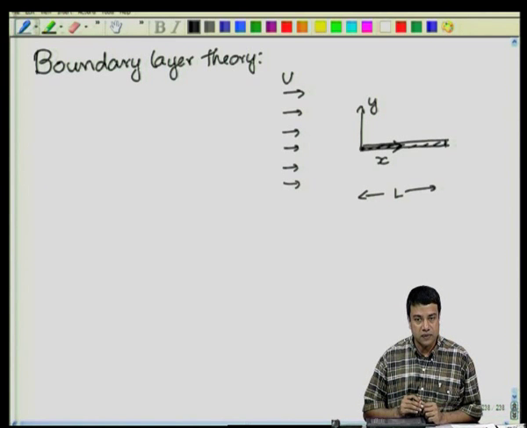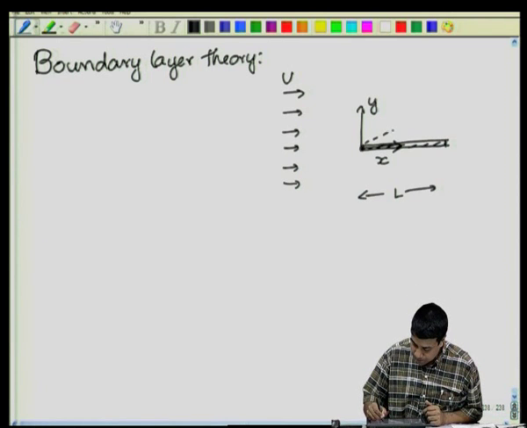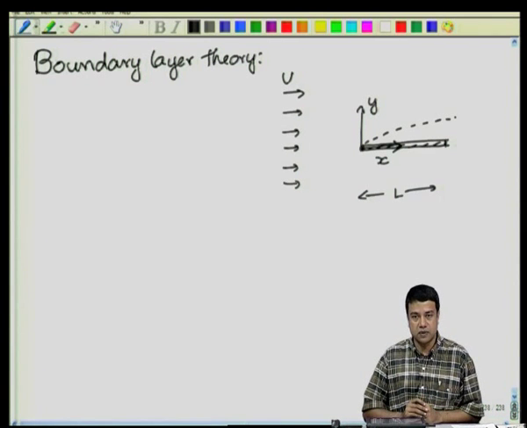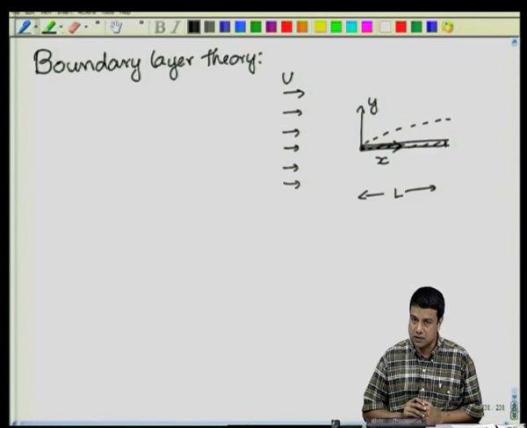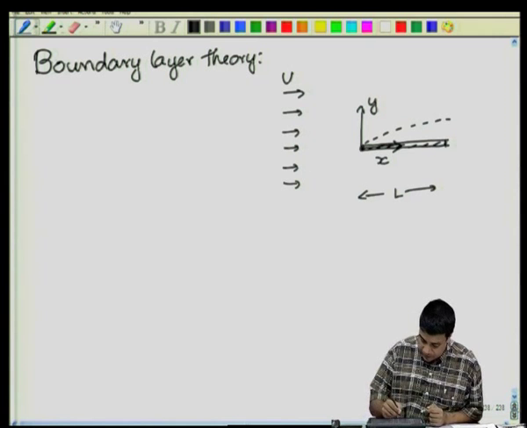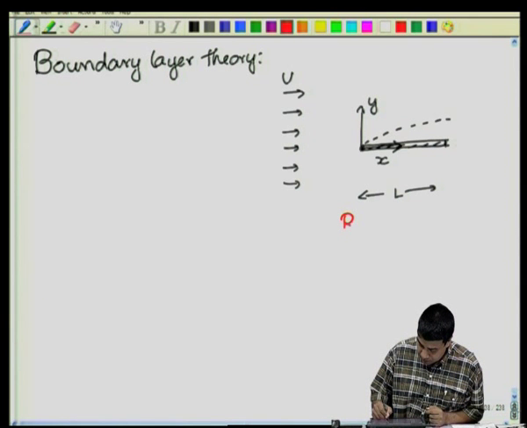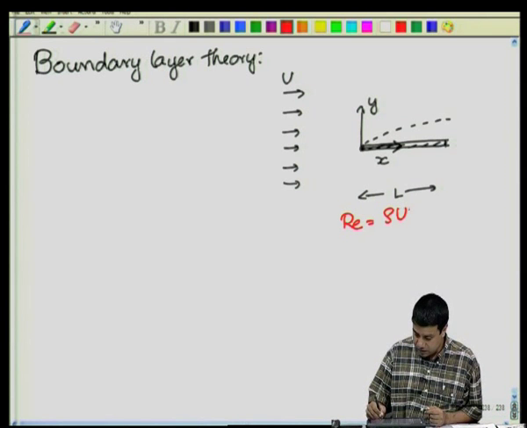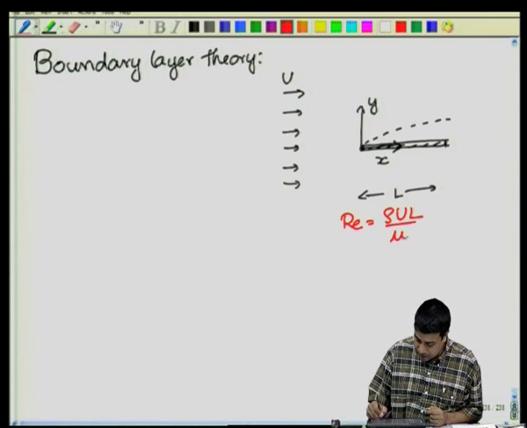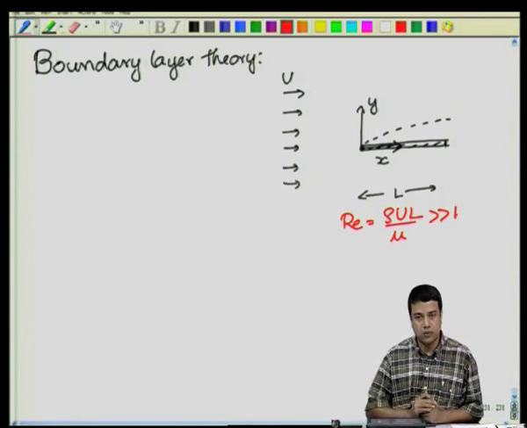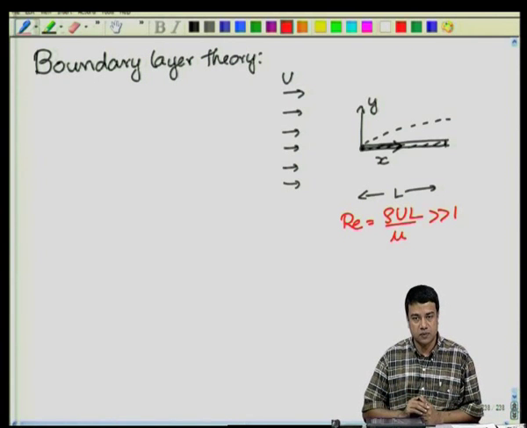For that reason, we expect the momentum diffusion to be restricted to a thin region near the surface. We will quantify what this thin region is a little later. The Reynolds number based upon the density of the fluid, the free stream velocity, and the length of the plate is large compared to 1. So, this is a high Reynolds number flow.